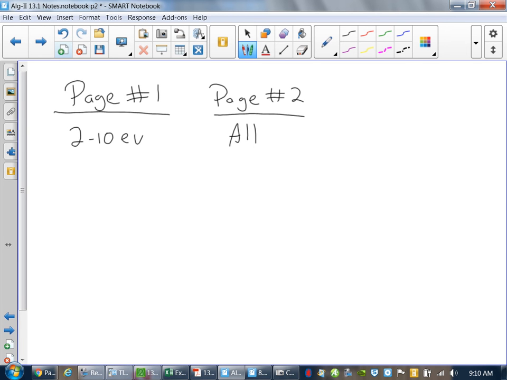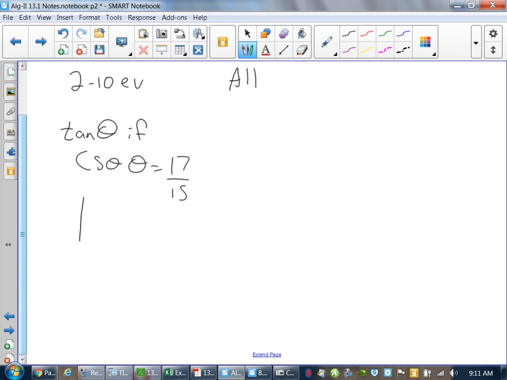Let me show you guys how this works real quick for that first page. Something we didn't talk a whole lot about right off the bat: if I look at number one, it says find the tangent of theta if the cosecant of theta is 17 over 15. So you have to draw a triangle. These are all right triangles, obviously. You place theta, and cosecant is what over what?